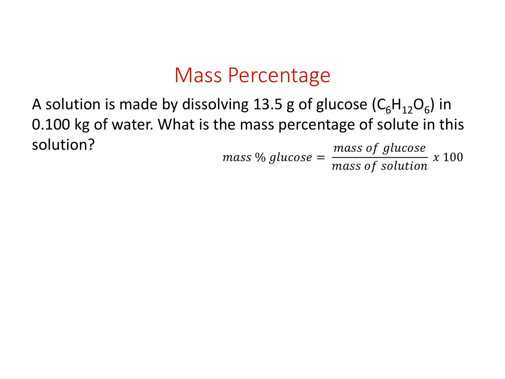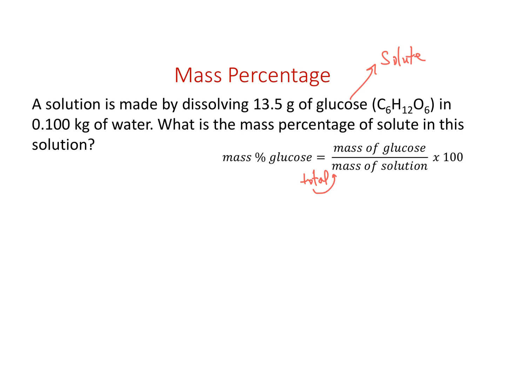solute, right? So here's a sample calculation for mass percent. I've got a solution that's made by dissolving 13.5 grams of glucose in 0.1 kilogram of water. What is the mass percentage of solute, the solute being glucose, in this solution? Well, mass percent of glucose equals how much mass of glucose do I have divided by the total mass of solution. All right, we can't forget this total mass of solution times 100.